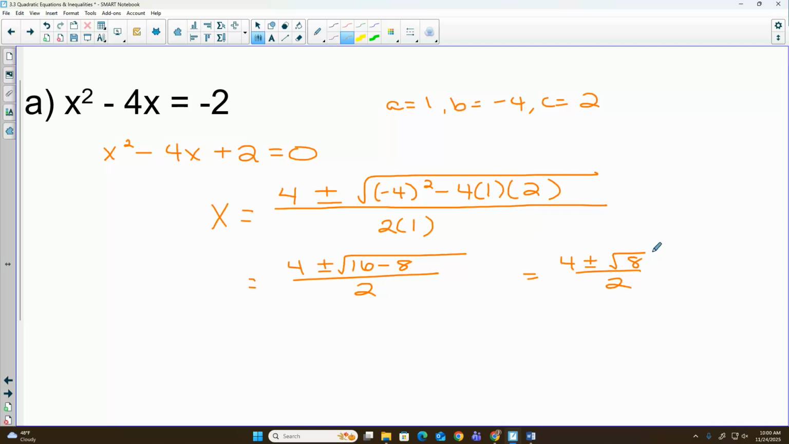Before we do that, let's talk about that square root of 8. We can break that down into 4 and 2. So we get 4 plus and minus the square root of 4 is 2, radical 2 over 2. And then we can divide everything by 2. So 2 plus and minus the square root of 2.